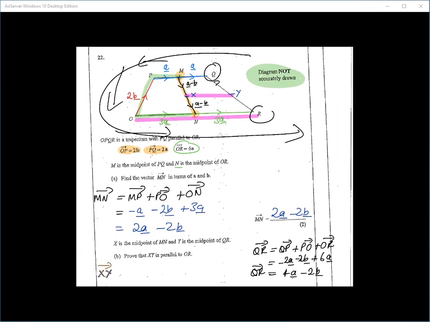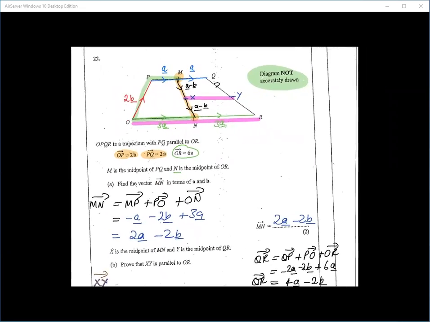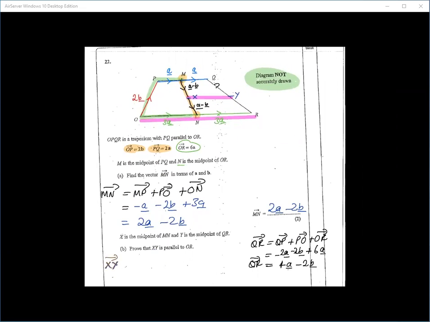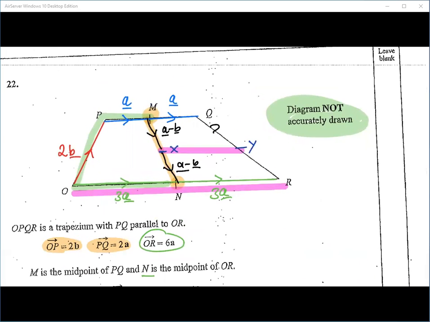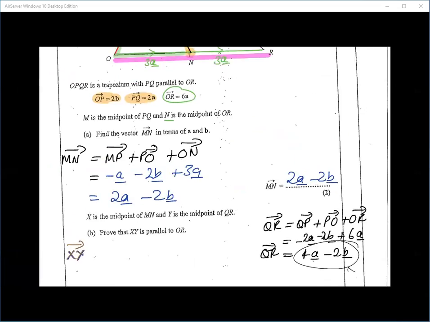And is Y the midpoint? Yes, so it'll be 2a minus b. So let's label it. Q to R is 4a minus 2b, and if you halve it, it's 2a minus b. Let's rub this off. And then the bottom will be the same. And you got that from here, yes? Yep, by halving it. Lovely.